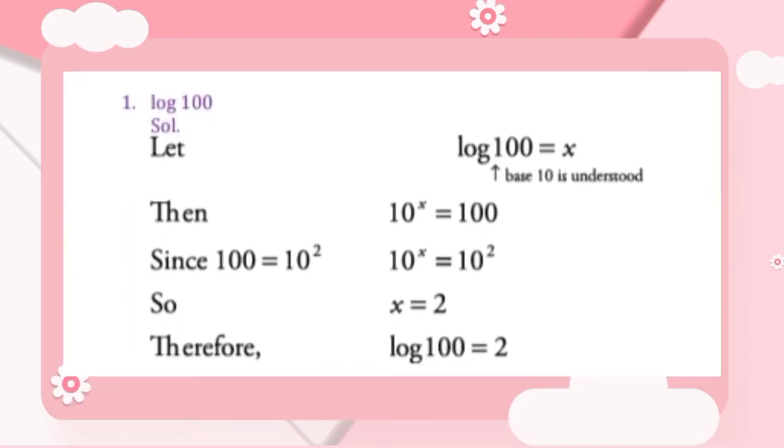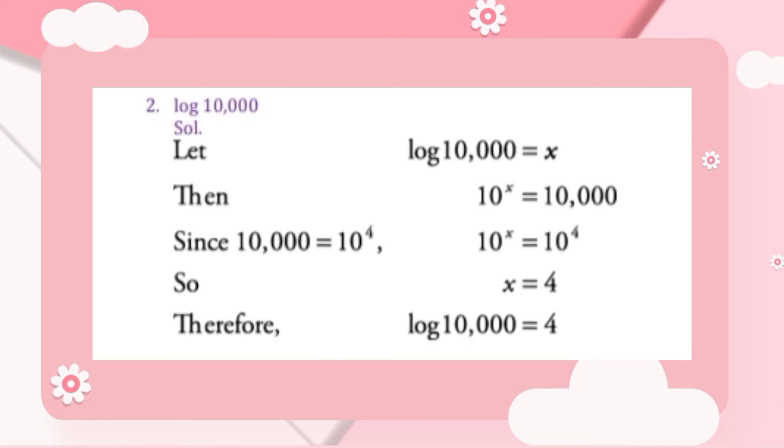Number 1. Log base 10 of 100. Let x be equal to the logarithm of 100 base 10. Then, 10 to the power of x equals 100. Since 100 is equal to 10 squared, therefore 10 to the power of x is equal to 10 squared. So x is equal to 2. Therefore, 2 is equal to the logarithm of 100 base 10.